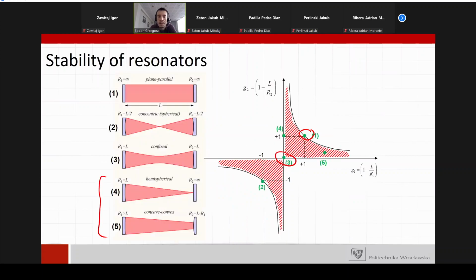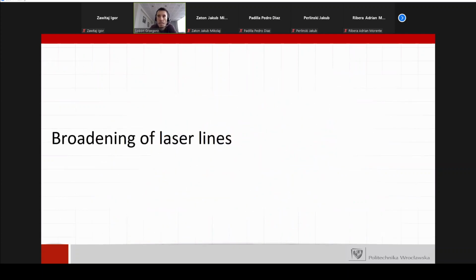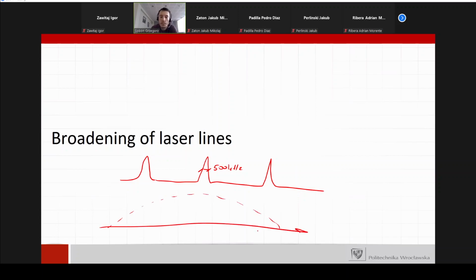But how does it apply to the width of the line that is emitted by the laser? Because this is what I mean with this 500 kilohertz. This is the line width of the resonance of the resonator. But when we have the gain bandwidth, and then our laser will emit a longitudinal mode, how is this transferred to the line width of the emission of the laser?